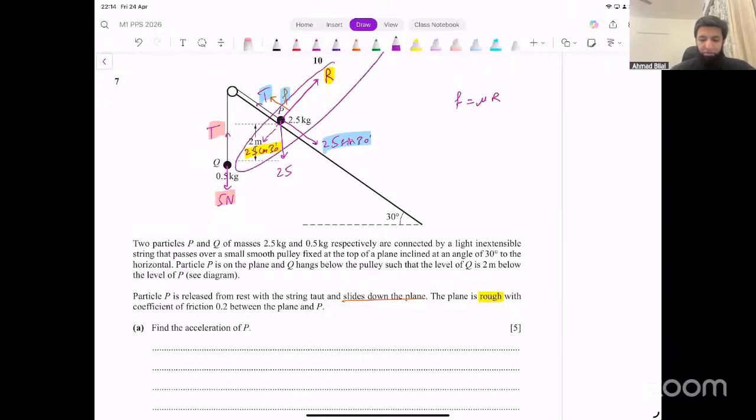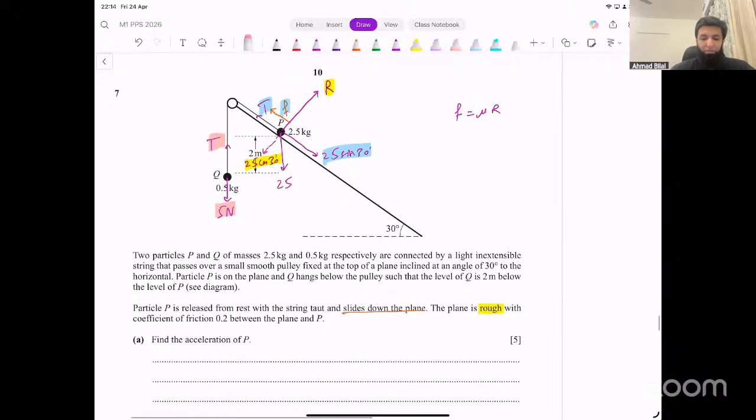Perpendicular to the surface, there will be no motion. So these forces are equal. Along the motion, we are applying Newton's second law of motion. F equals ma. Okay.